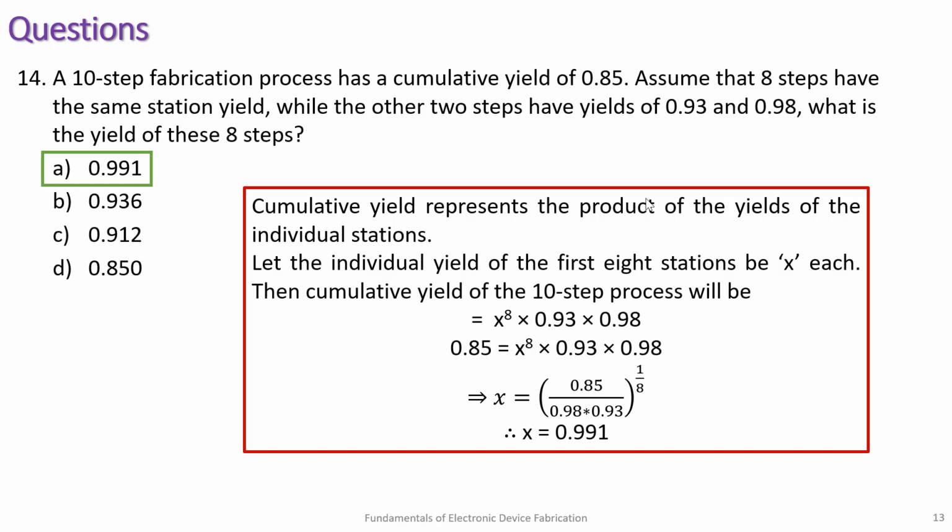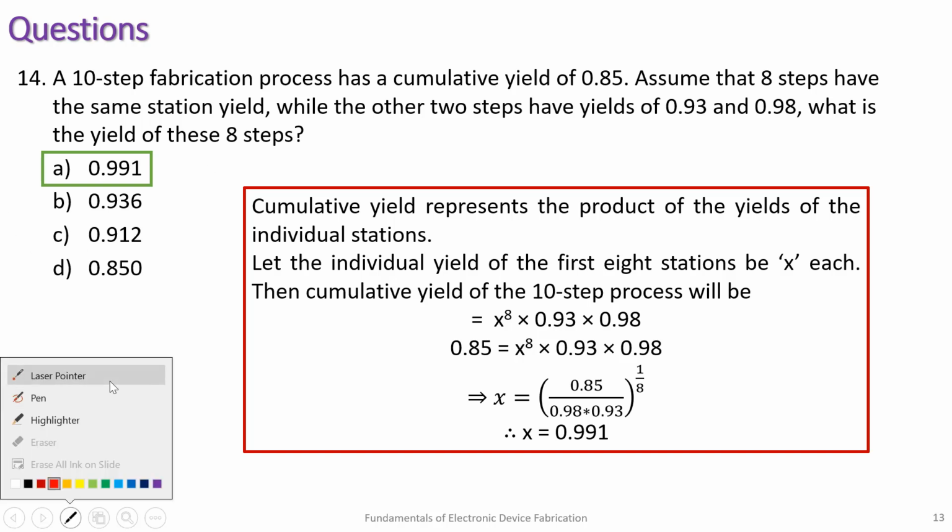So basically what it is telling is that 0.85 is equal to the product of n1, n2, n3 and so on, 8 times, into 0.93 into 0.98. And one more thing they are telling is that all of them have the same station yield. So n1 is equal to n2 is equal to n3 up to n8, all are the same. So you just take it as x power 8. So we are asked to find that x power 8 value.